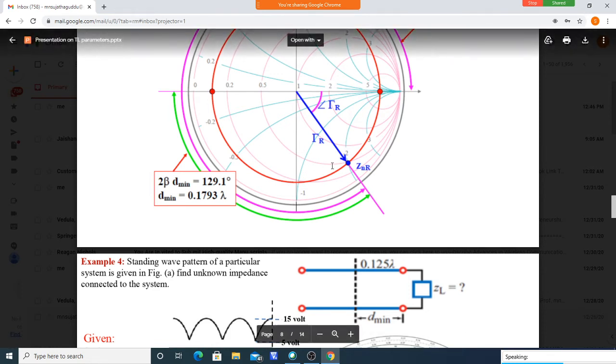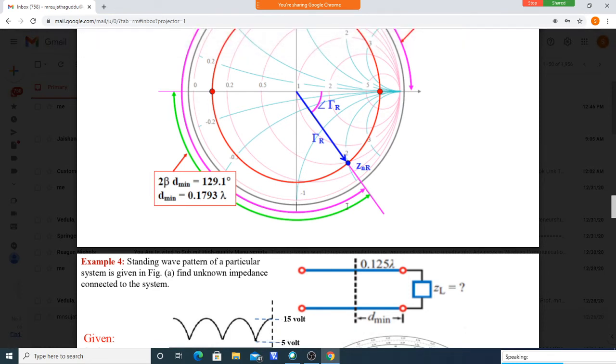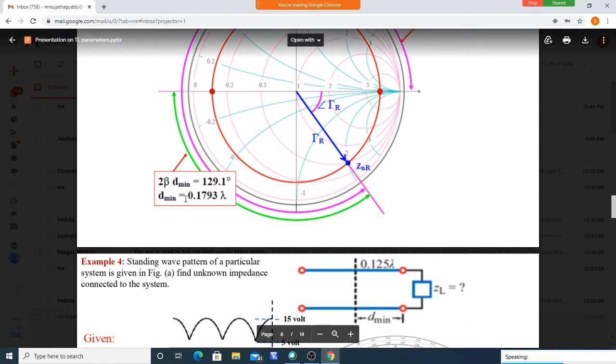Okay, so measure the distance from here to here. That is the D minimum, which is 0.179 lambda. From here, how many divisions do you measure? It is 0.179 lambda.